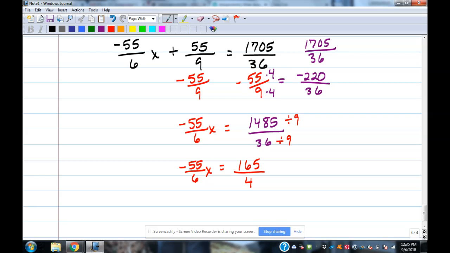All right. Last step for this problem. No, the only time you need the common denominator is if you're going to add or subtract. So what are we going to do here to get x by itself? Multiply by the reciprocal. The reciprocal means flip the fraction over. That's what we're going to do. We're going to multiply by the reciprocal, which is 6 over 55, or negative 6 over 55.